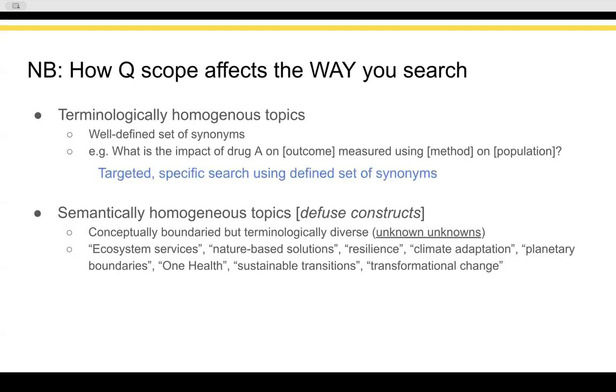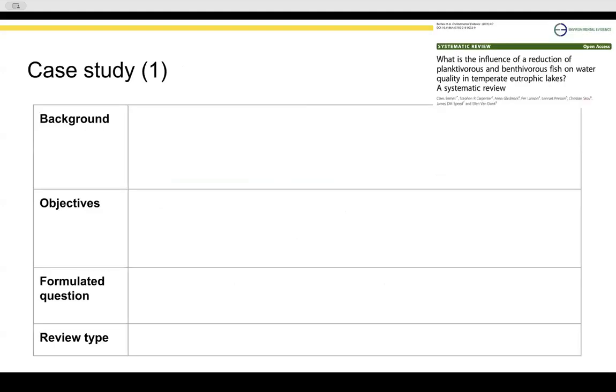We might be able to have a targeted specific search for terminologically homogeneous topics pretty easily, but for semantically connected topics, we might really have to have a very broad and sensitive search, including more potentially relevant results, and then spend more time in screening, or really rely on other methods that bring in relevant research like citation chasing to supplement the search, because searching for topics that are not very well defined or not very frequently used can be really problematic. So I wanted to just run through some case studies.